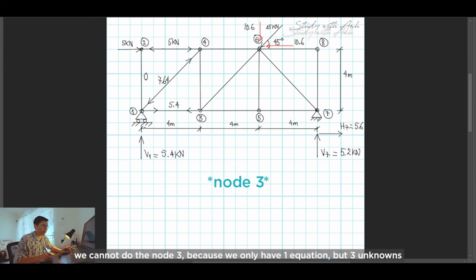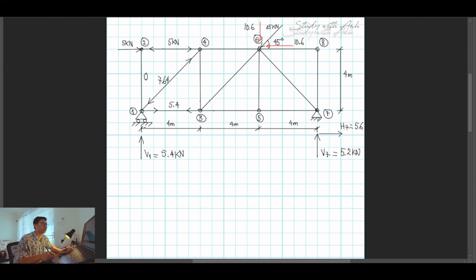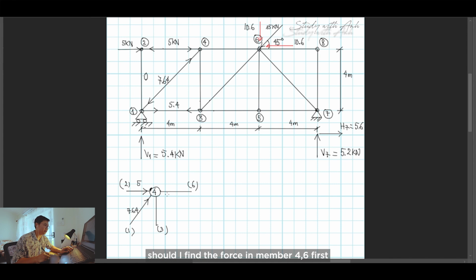So we cannot do node 3 because we only have one equation here, but we have 1, 2, 3 unknowns. So we need to analyze node 4, which has 2 equations and 2 unknowns. Easy peasy. So node 4. Should I find the force in member 4,6 first or in member 3,4 first? It really doesn't matter. So let's do 4,6 first.